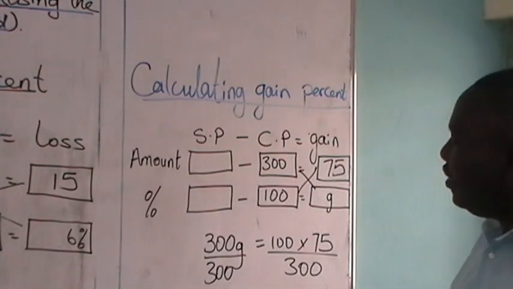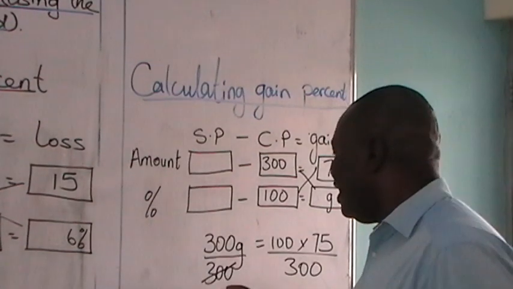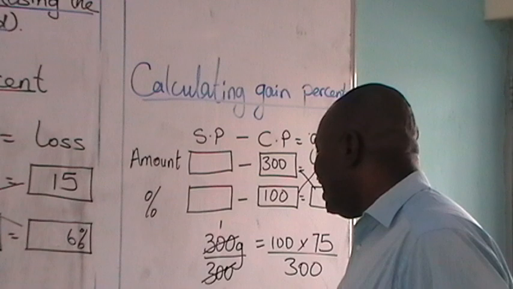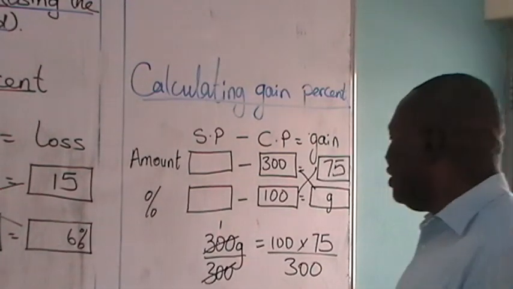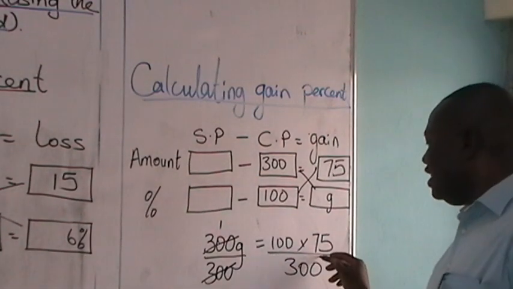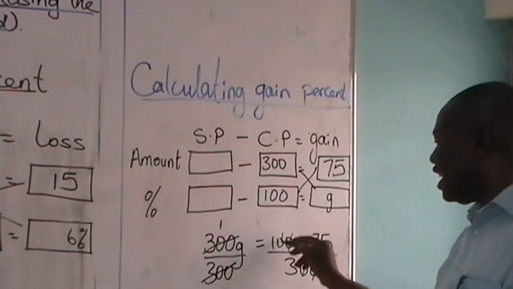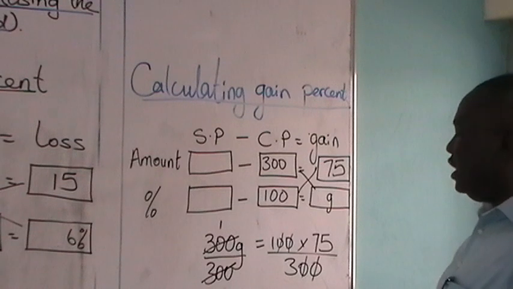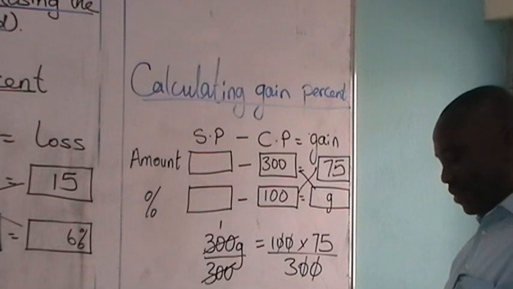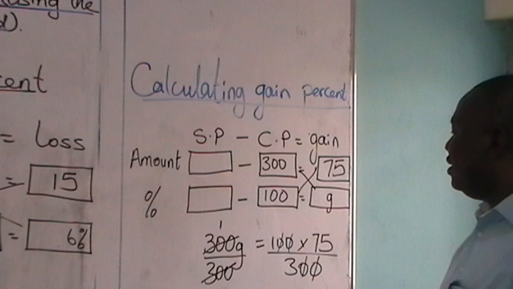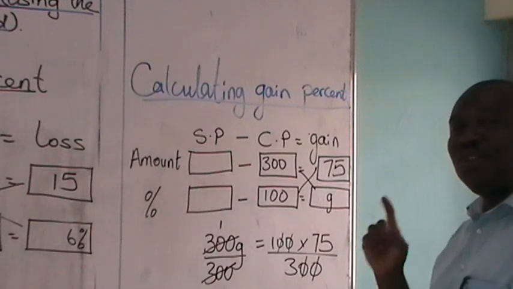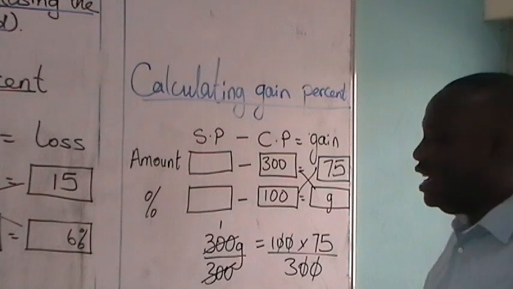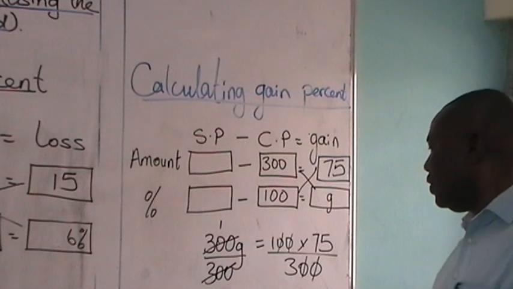Amazing. So what next? 300 cancels 300. We are left with just G at this side of the working. The last zeros can always cancel out. We are left with 75 over 3. And guess what? 3 can divide 75. How do I know? There are what are called rules of divisibility. We'll find a time to discuss that, and it's an interesting topic also.